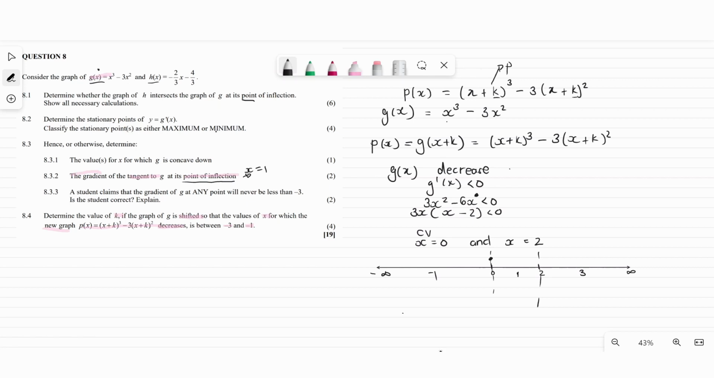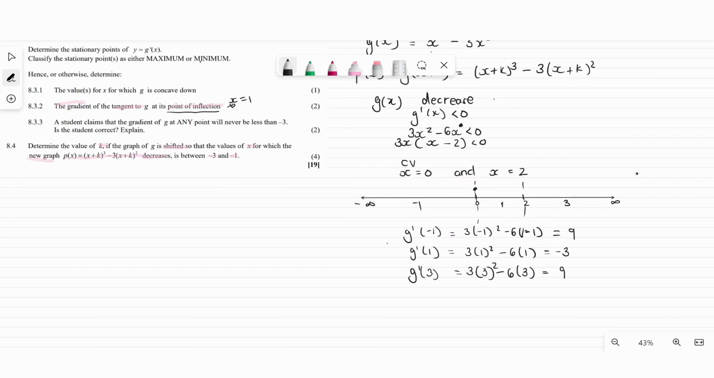Then substitute them into the first derivative here. After substituting negative 1, positive 1 and 3, we find that it's 9, negative 3 and 9. So we only concern ourselves about the sign: positive, negative and positive. Then we're going to put them in the respective places. So here it's going to be positives, here it's going to be negatives, and here it's going to be positives.